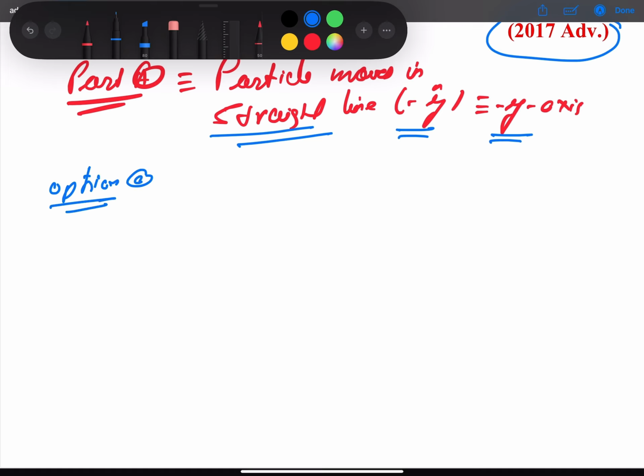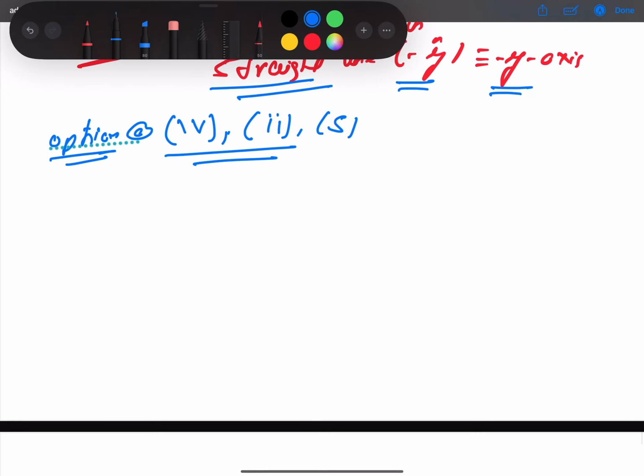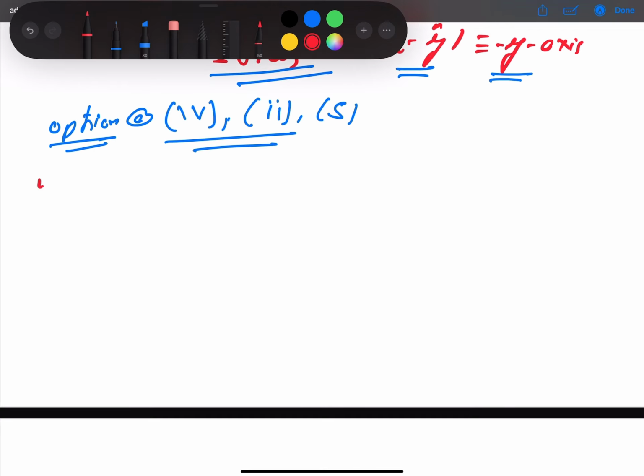In option A, it gives us that the fourth option matches with the second option. Sorry, let me write it correctly. So it gives us that we have the fourth option, it matches with the second one, and it matches with the alphabet S. So first, the particle is a proton.